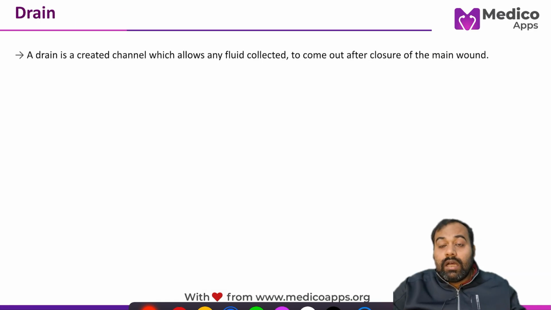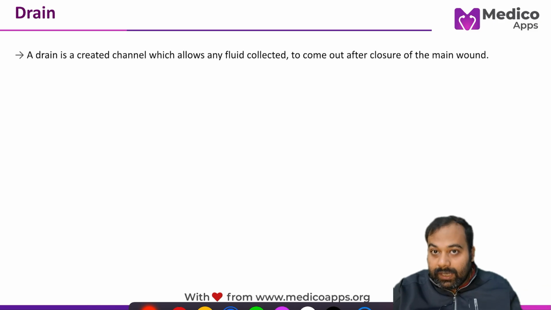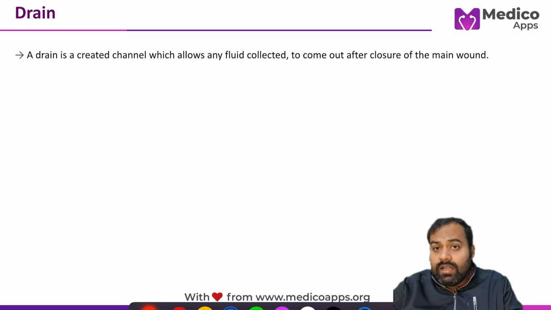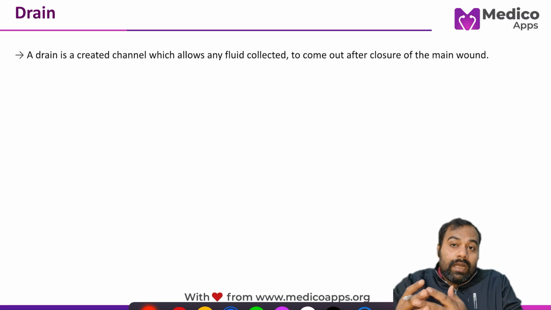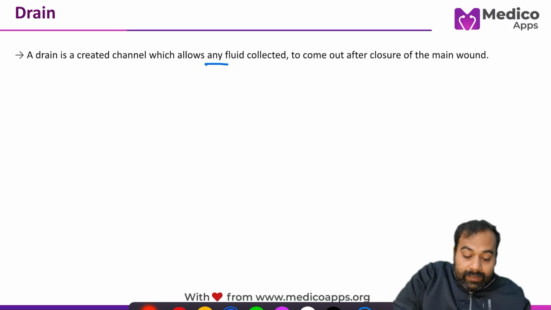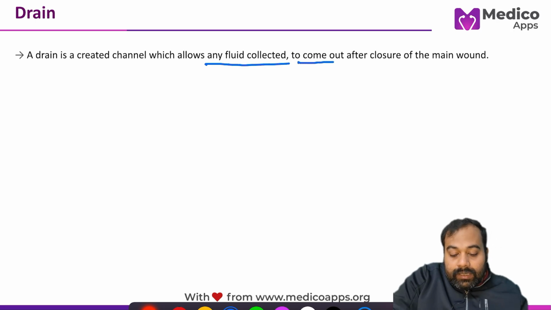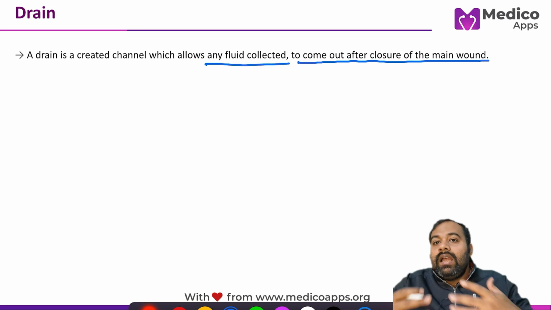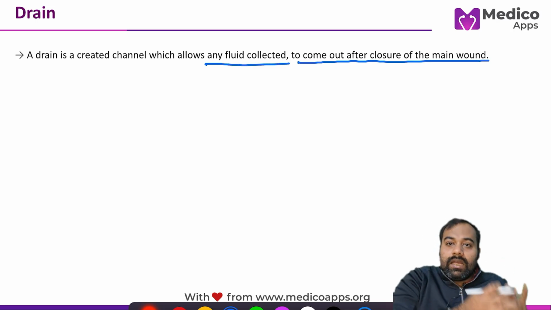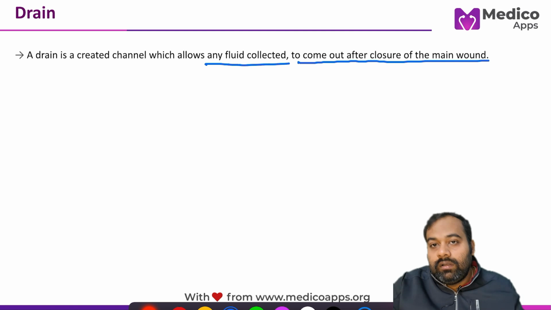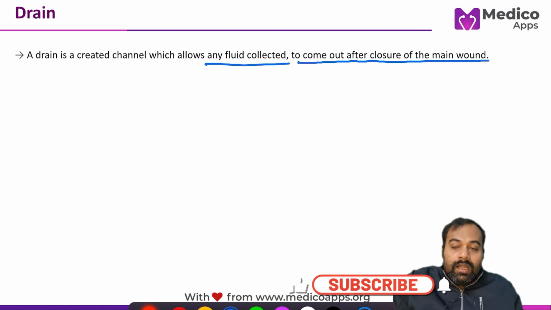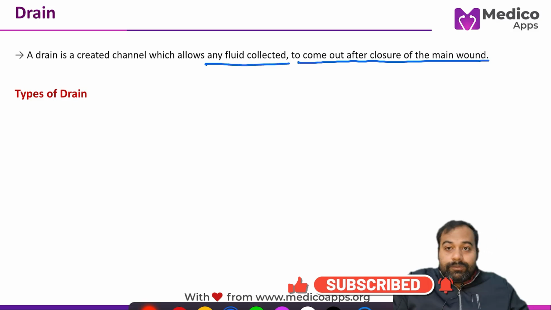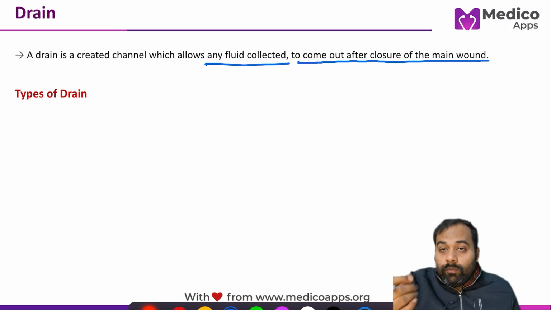Okay, so now your next question would be, what is a drain, right? Your drain is basically a channel that has been created which allows collection to be collected freely, or sometimes it comes out from the main wound and is collected somewhere in a reservoir, or it is supposed to be drained freely outside. Okay. So the types of drain, let's try to discuss the most common types we can see.